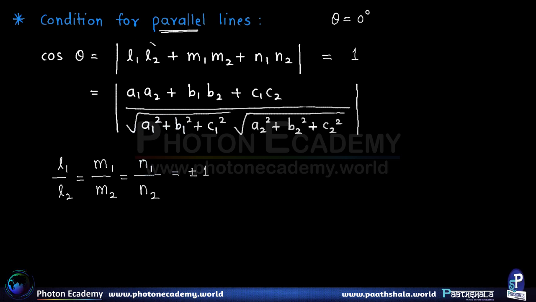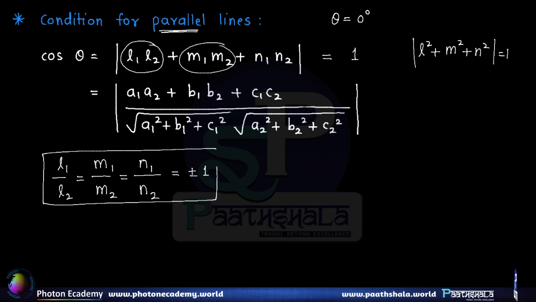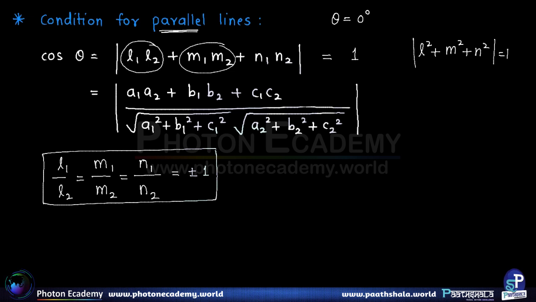So therefore, let us consider what happens if we take L1 upon L2 to be equal to 1. In that case, L1 and L2 both can be taken as, say, l, because both the values are same. So since both are same, we get l square. Similarly, for the second one, we can take both the values as m, so that is m square and n square. Right? And we know that this is equal to 1. So therefore, this is the condition in direction cosines for the two lines to be parallel.